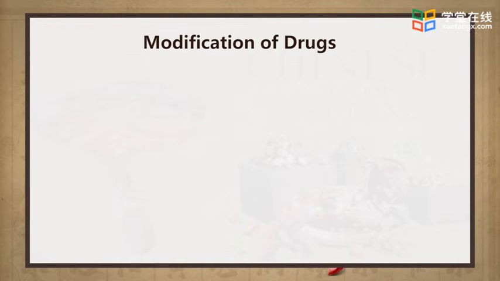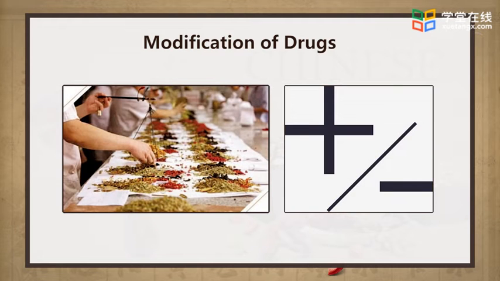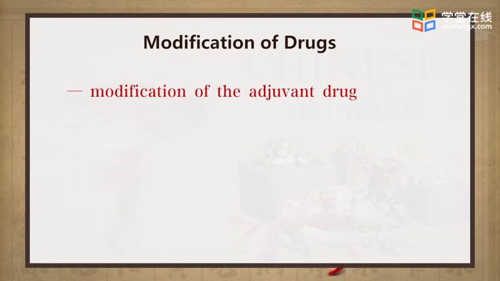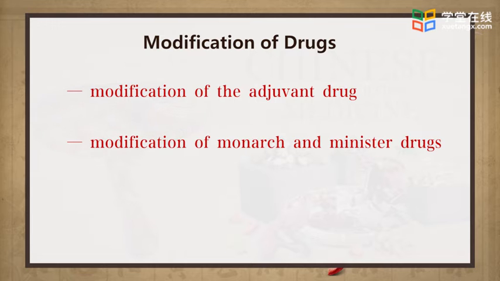First, modification of drugs. It means subtracting some unsuitable drugs in the original prescription or adding some necessary drugs that are not in the original prescription to meet the needs of treatment. For example, first, modification of the adjuvant drug, such as 四君子汤 adding 陈皮, named 益公散. Second, modification of monarch and minister drugs, such as 麻黄汤 decreasing 桂枝, named 三奥汤.